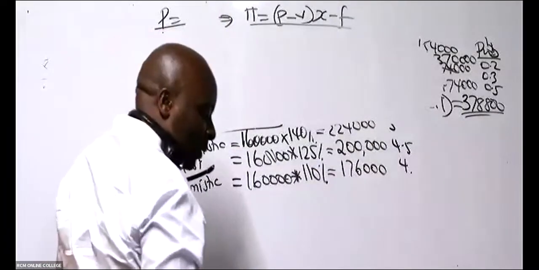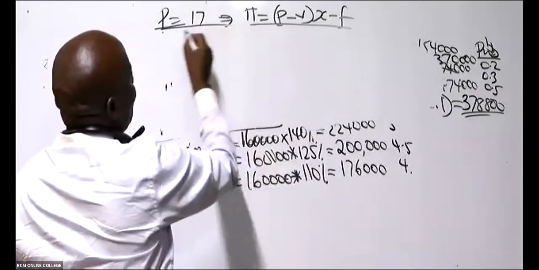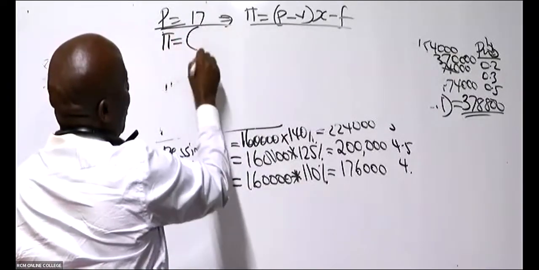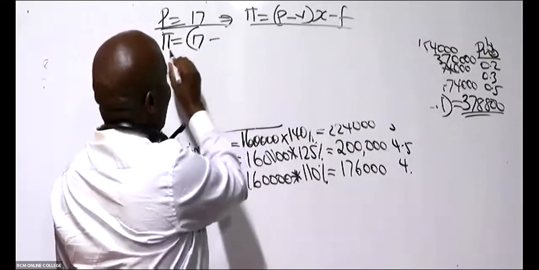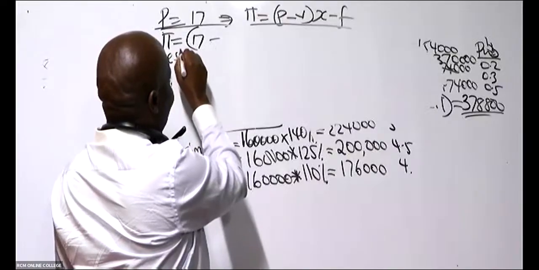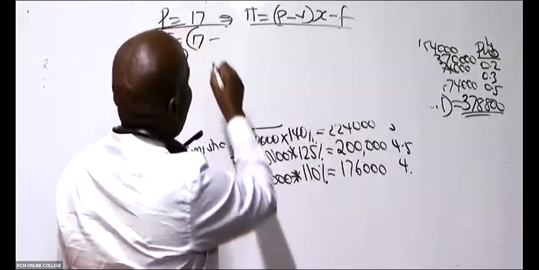If we charge 17 bob, my good students, I'm using this formula. My profit here will be equal to the selling price, of course, is 17, isn't it? So we are starting with pessimistic. So 17 minus the pessimistic variable cost, which was 5, right?